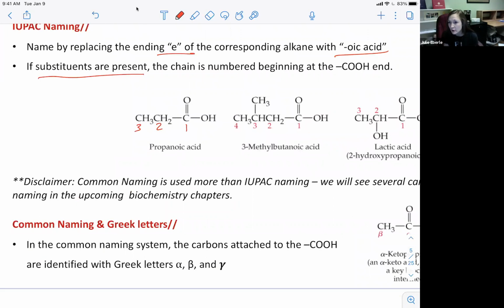So for example, we've got 1, 2, 3 carbons here. The alkane version of this would be propane, right? But this is a carboxylic acid, so we take the E off of propane and make it propanoic acid.